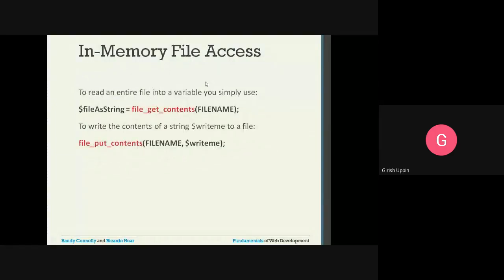In-memory file access: to read the entire file into a variable, you simply use $file as a string. This is a file. file_get_contents is going to get this complete file loaded into this variable. And to write the contents of a string, $write_me, into a file, this is the file name, you use the method file_put_contents. This is the file that is getting written with all the content present in the $write_me variable.